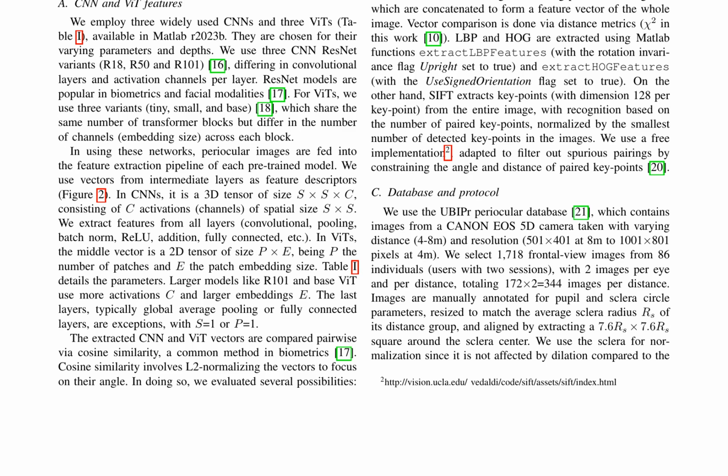The UBIPR periocular database is used, containing 1,718 frontal view images from 86 individuals, with varying distances and resolutions. Images from each distance group are selected, resized to match the average sclera radius, and aligned by extracting a square region around the sclera center. This methodology enables the evaluation of periocular features extracted from CNNs and ViTs, as well as traditional handcrafted features, providing insights into their effectiveness for biometric identification.